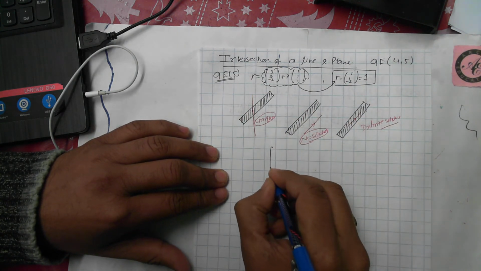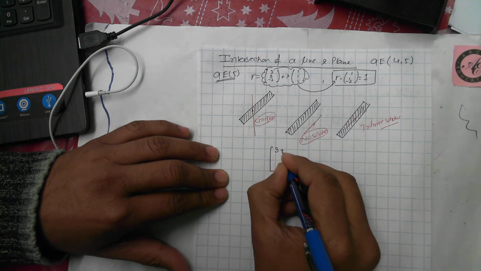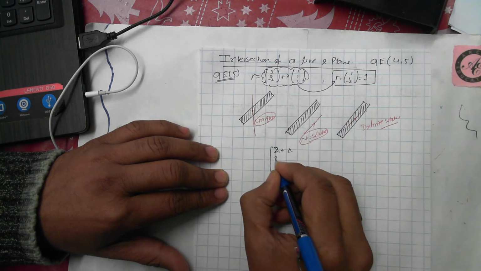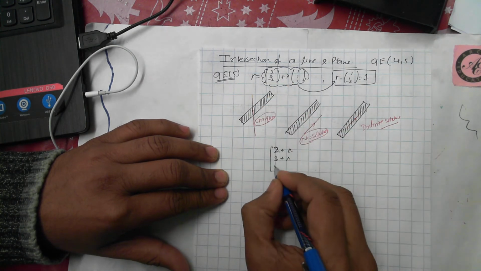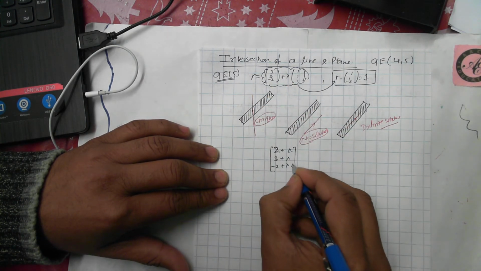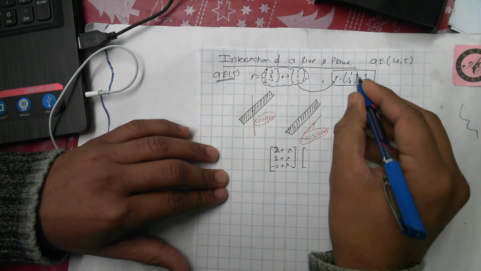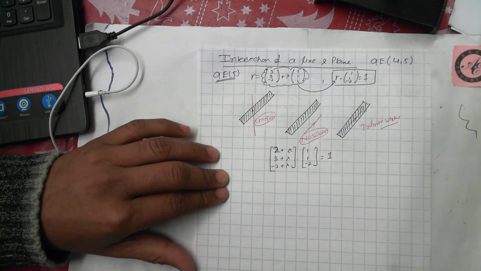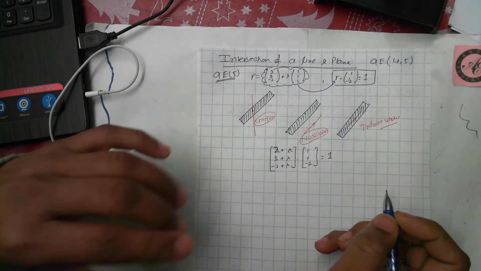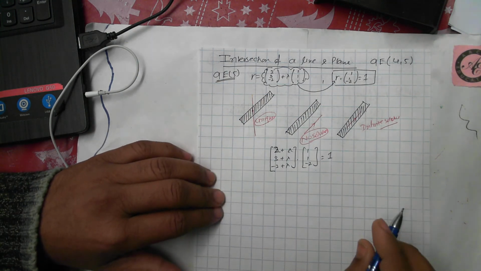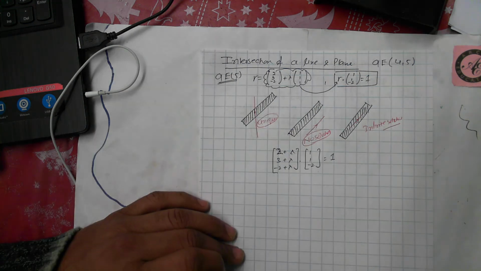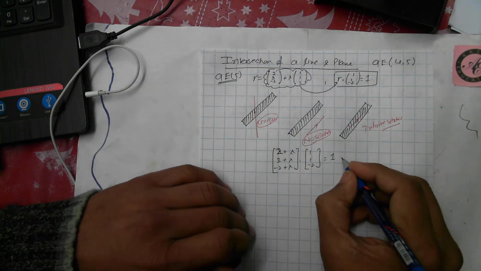So this value of r is 3 plus 2 plus lambda, 3 plus lambda as well, and minus 2 plus lambda. So the dot product of that with (1, 1, -2) equals 1. Guys, let's see, we formed the equation there. Let's see what we get here. So you can find the dot product of these two and check. If you've tried, let me just do that with you, guys.